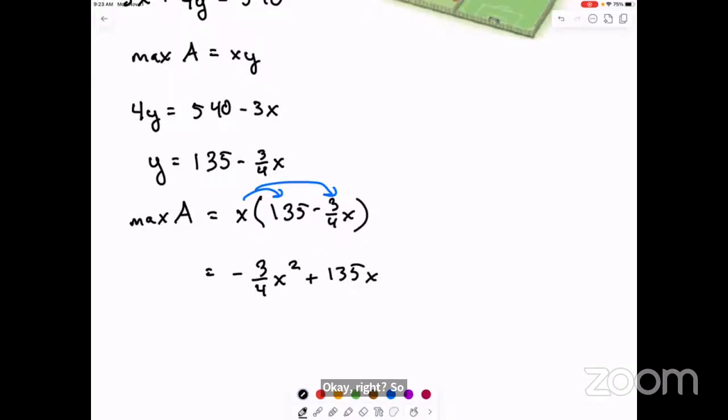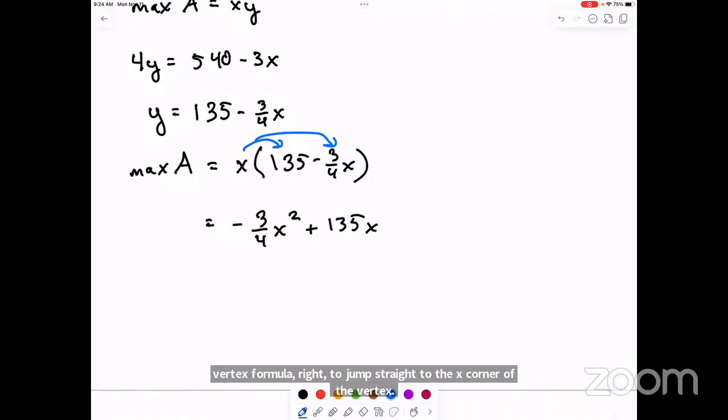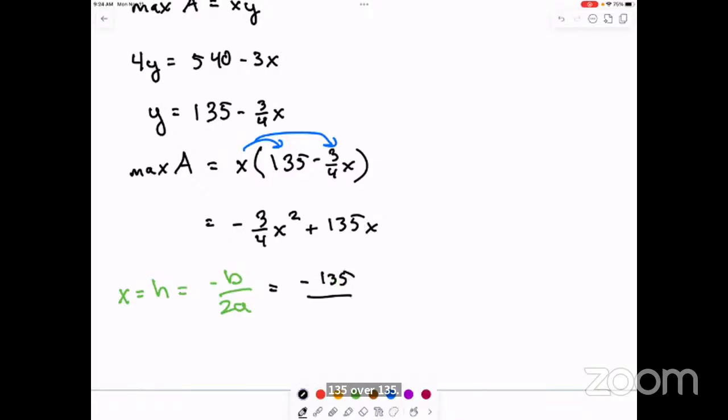Okay, right? So again, we have a parabola. We have a U-shaped curve that opens downward. So the maximum is going to occur at the vertex. We could use the vertex formula to jump straight to the x-coordinate of the vertex. The x-coordinate of our vertex, which is our h, is going to be negative b over 2a. That's our vertex formula. So in this case, it's going to be negative 135 over 2 times our a, which is negative 3/4. Okay.